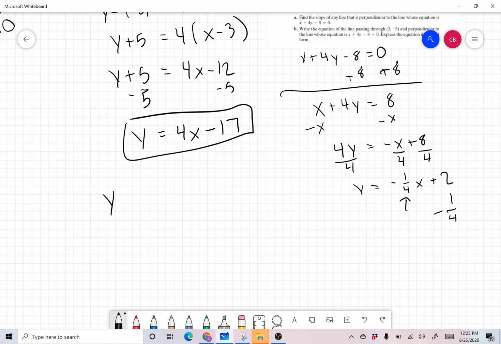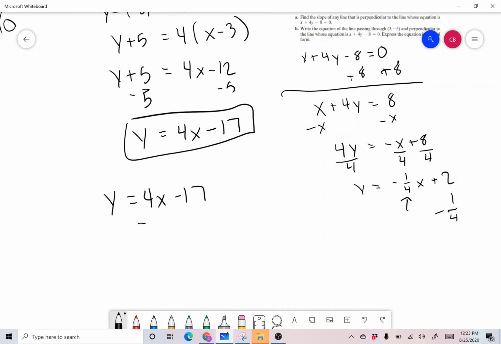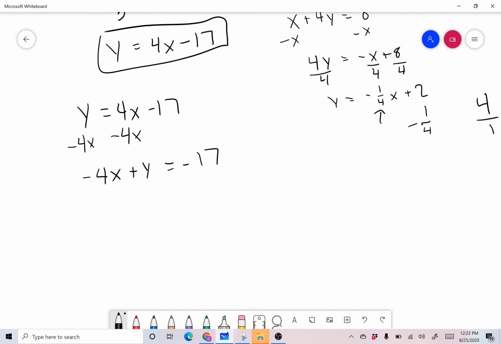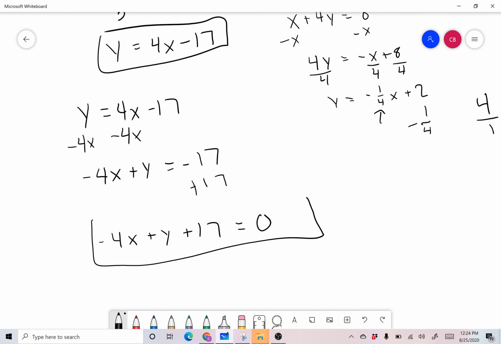So we have y equals 4x minus 17, so minus 4x. Negative 4x plus y equals negative 17. And we add 17. And we have negative 4x plus y plus 17 is equal to 0. And that is your general form. And we are done. So if you want perpendicular, negative reciprocal. If you want parallel, the same slope. And you just use the point slope formula to figure out if it goes through the point. If you want it to go through a point and have a specific slope, that is how you do it.